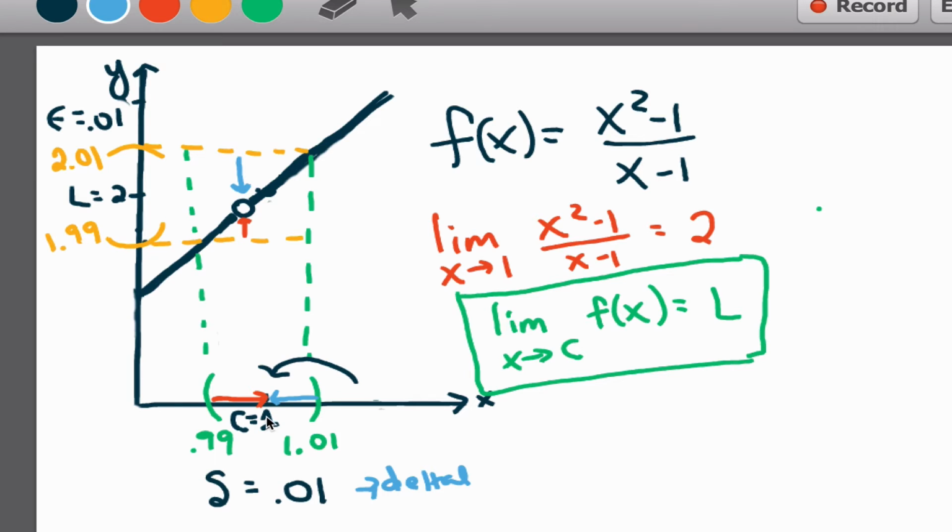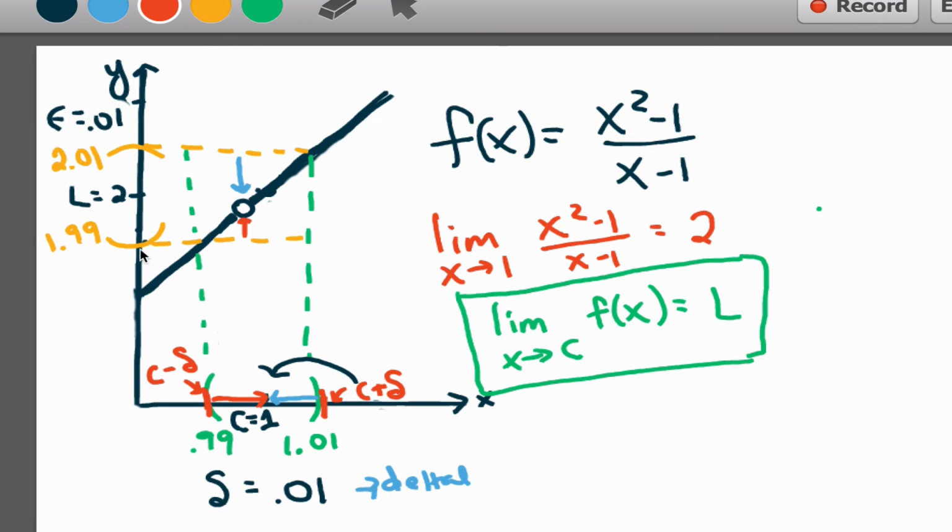In order to get from 1 to 1.01, we would have to add 0.01, or delta, to 1. We denote the value of this endpoint of the interval as c plus delta. C plus delta is 1.01. In the same way, we can look at the endpoint of this interval as c minus delta.